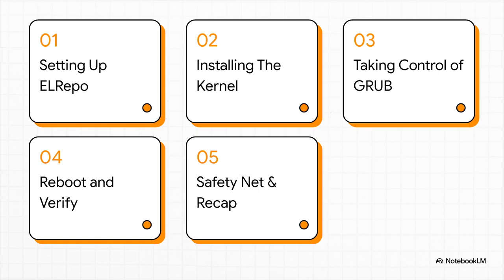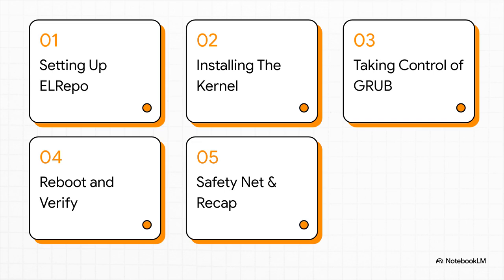So, here's the game plan for today. We'll kick things off by setting up the ELRepo. Then, we'll get the kernel installed. After that, we need to wrestle with the GRUB bootloader to get it under control. Then comes the moment of truth, the reboot. And finally, we'll talk about your safety net and recap the whole thing.